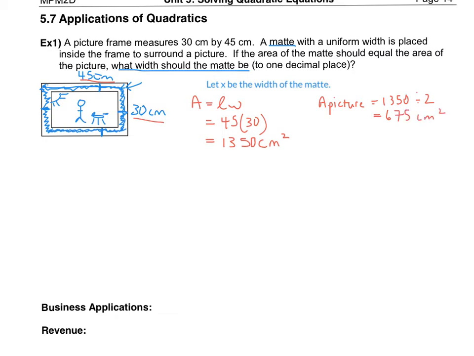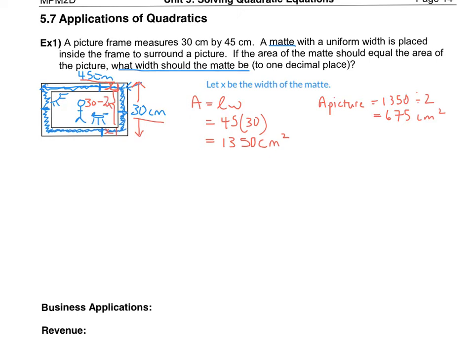Now I also know that if this entire length or width, whatever you want to call it, is 30, and I'm letting x be the width of the mat, then my picture's width would be 30 units, but we're going to take away an x and an x. We've got to take away this piece of x and this x, which means the width of my picture would be 30 minus 2x.